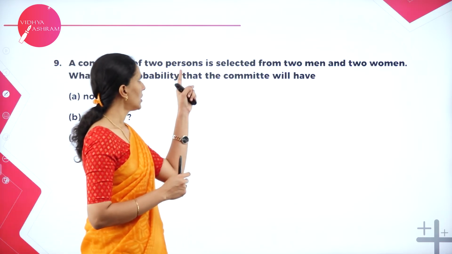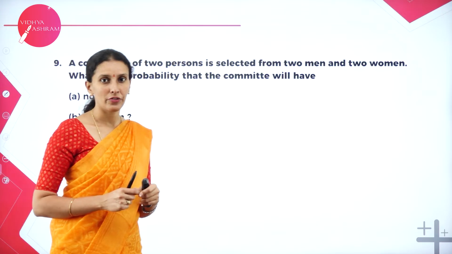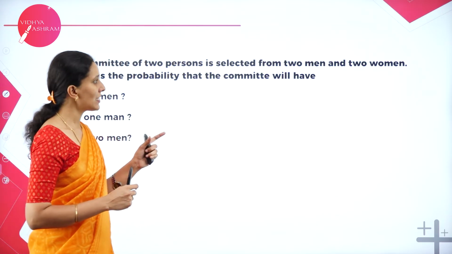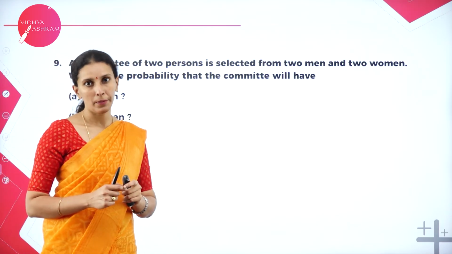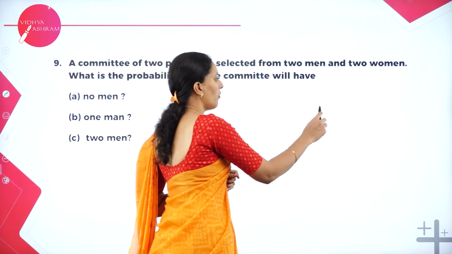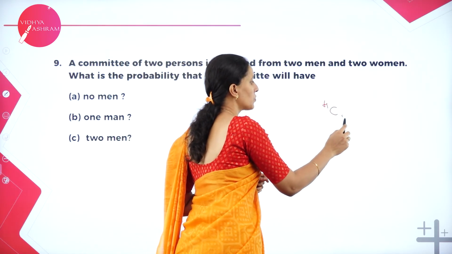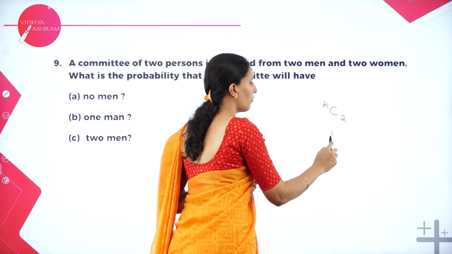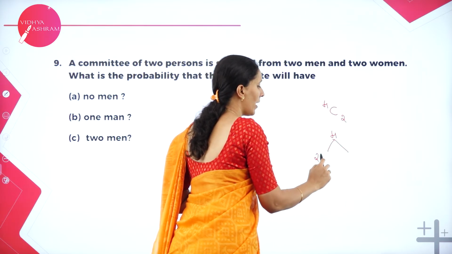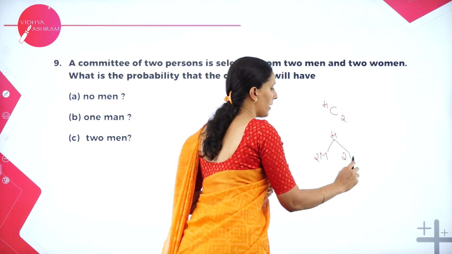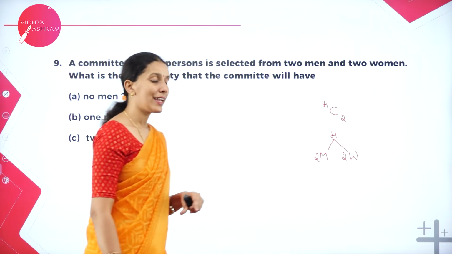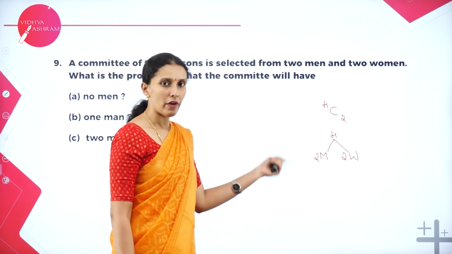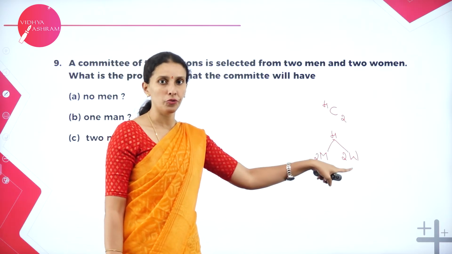No men means the 2 persons must be selected from women only. So first let's see what is the total probability. Out of 4 persons, we have to choose 2 persons. And here out of 4 persons, we have 2 men and 2 women. So I can select 2 men, 1 man and 1 woman, or 2 women.